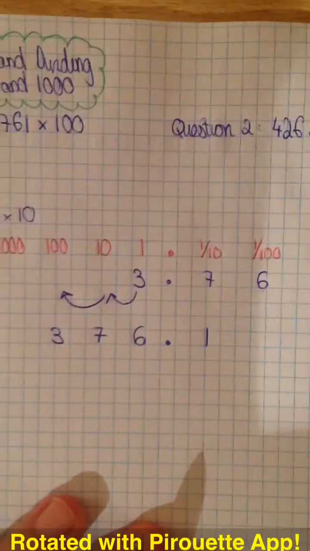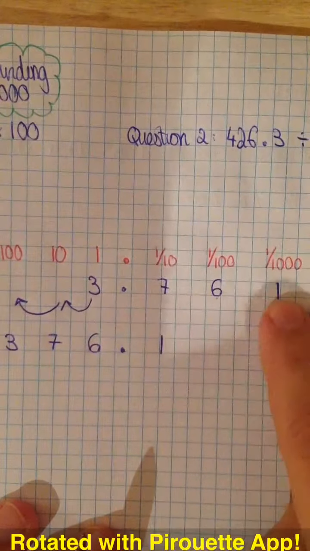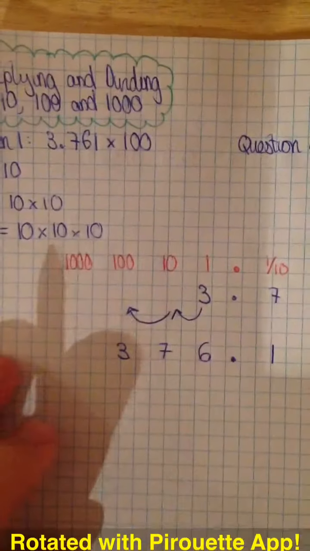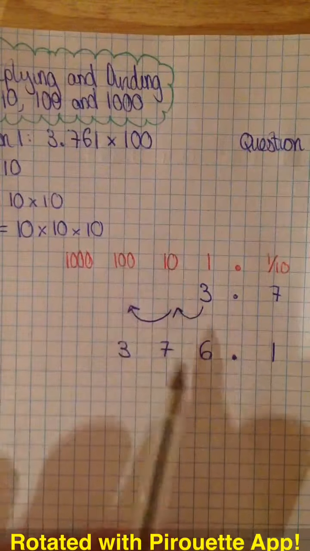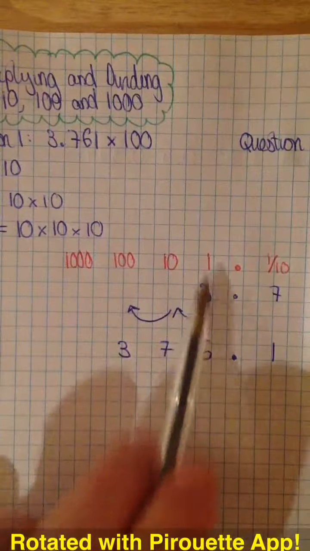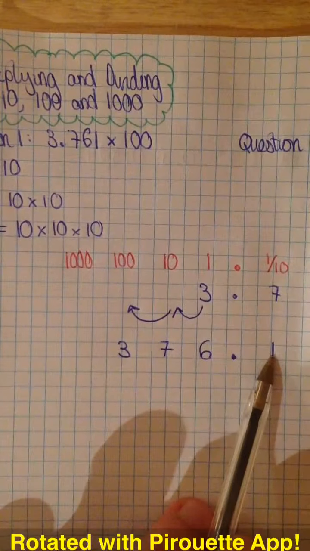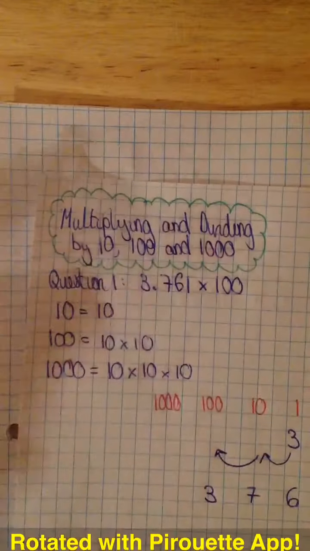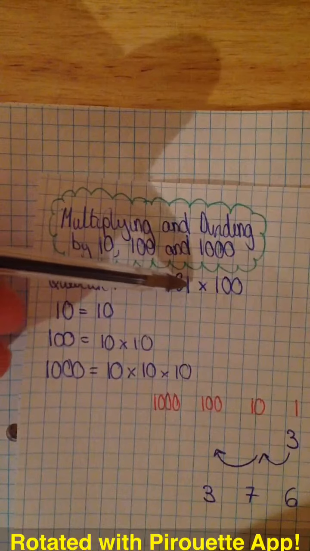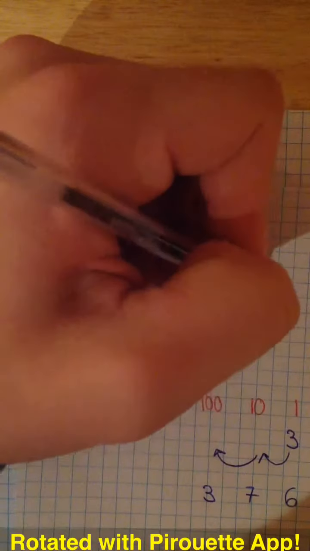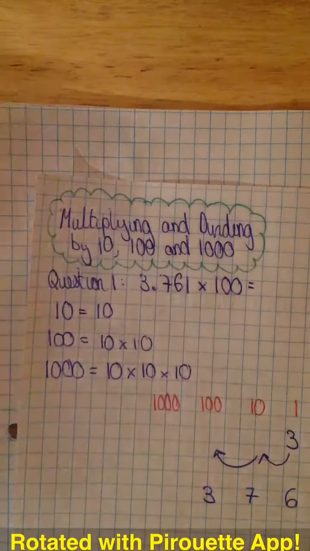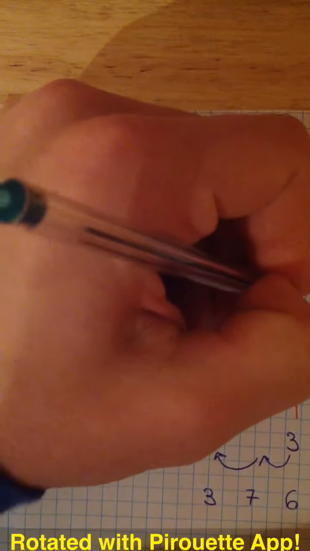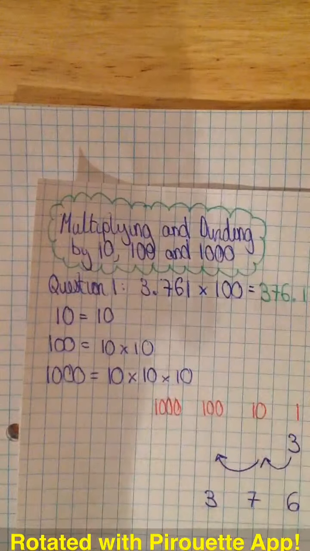So if you do 3.761 times 100, i.e. shifting it 2 columns to the left, you get 376.1. So if I go back to my question, 3.761 times 100, I can now write the answer in nice and confidently. I'll write it in green because I know it's correct. 376.1.